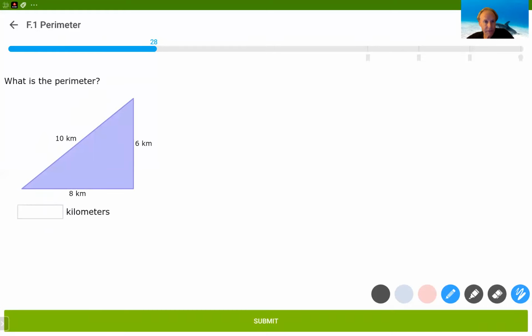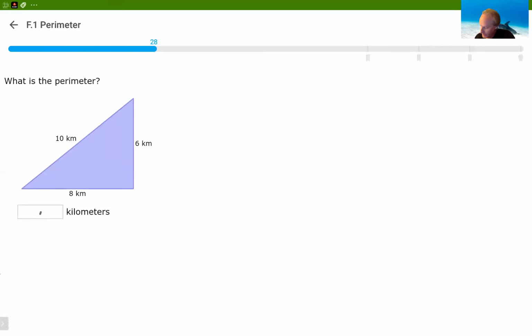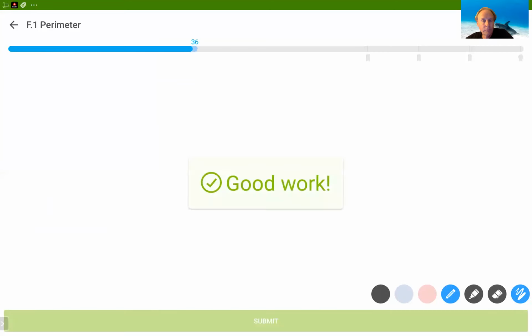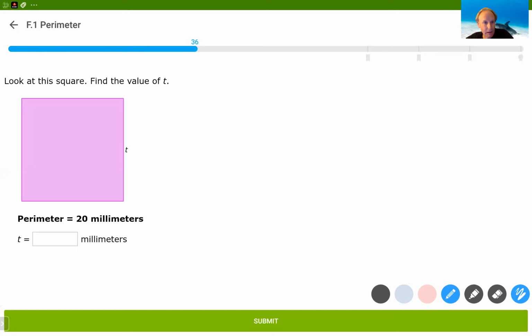Another triangle, but this time we're only adding the sides. 6 and 8 is 14, plus 10 is 24, and we're done. In this case, my formula is 4t's because I've got a square which has all equal sides, and each side is t. So I have 4t's is equal to my perimeter, which is 20 divided by 4, and you get 5 millimeters for each side.